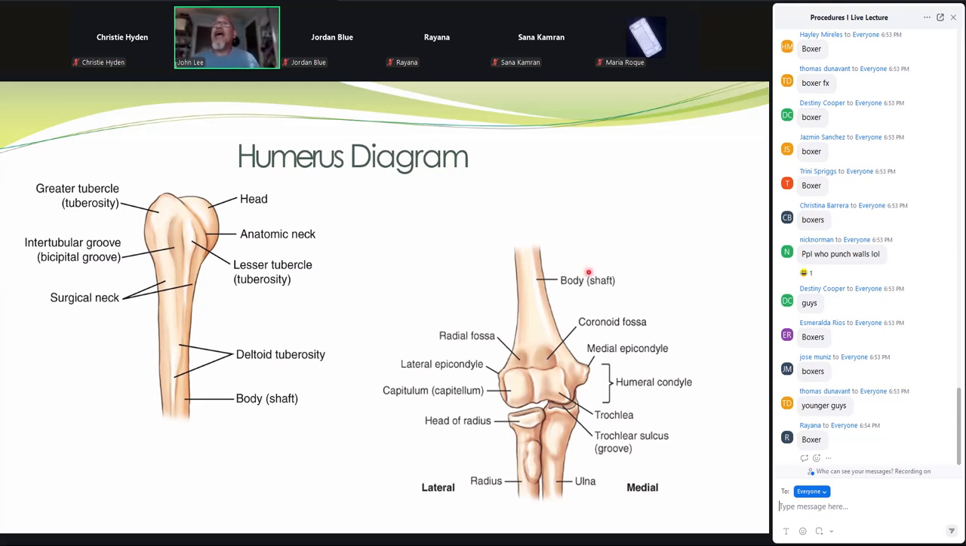The shaft or body of the long bones, also known as the diaphysis, which we saw earlier. The trochlear sulcus, which is that groove in the ulna that the trochlea sits in, so that we get that elbow joint. There's a radial fossa as well as a coronoid fossa. Normally, we only hear and talk about the olecranon fossa on the posterior aspect of the humerus, but there are fossas on the anterior side to make room for one, the coronoid, and two, the head of the radius.